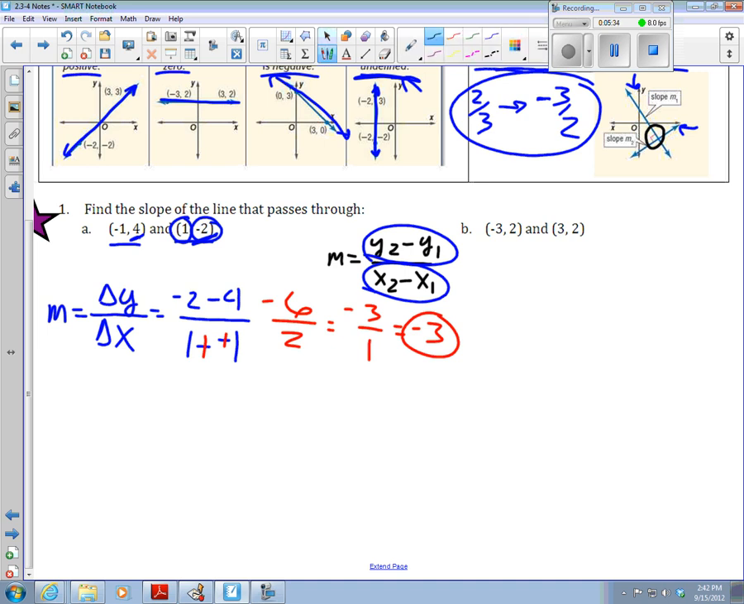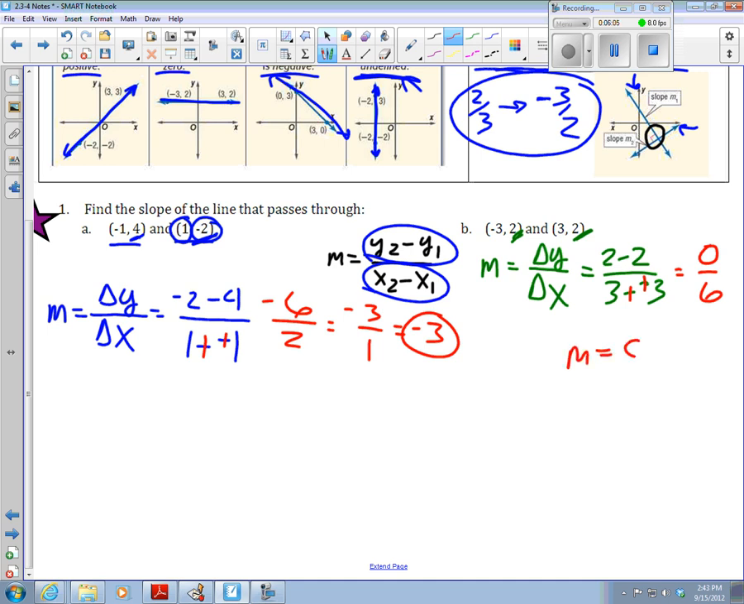Okay, over here. m equals change in y over change in x. There's one y value, there's the other y value. 2 minus 2, all over 3 minus -3. Careful with your negatives. 2 minus 2 is 0. Minus a negative is plus a positive. That's all over 6. So 0 divided by 6 is just 0. So the slope of my line is 0. This is a horizontal line because it has a slope of 0.